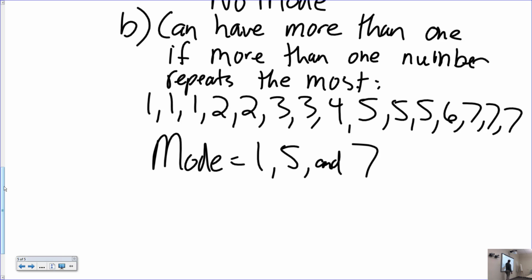And again, note, 2 and 3, not a mode. Even though they repeat, they did not repeat the most. Right? The most repeating is 3. Those only repeated 2, hence not modes. Okay? So, not bad?